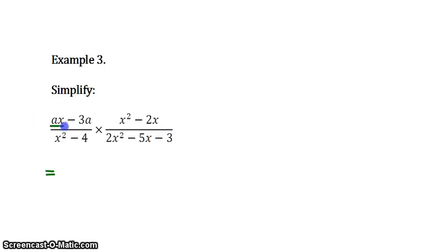Ax minus 3a. Highest common factor first, and there is a highest common factor of a. Leaves me with x minus 3. Always check. Ax minus 3a. Absolutely.